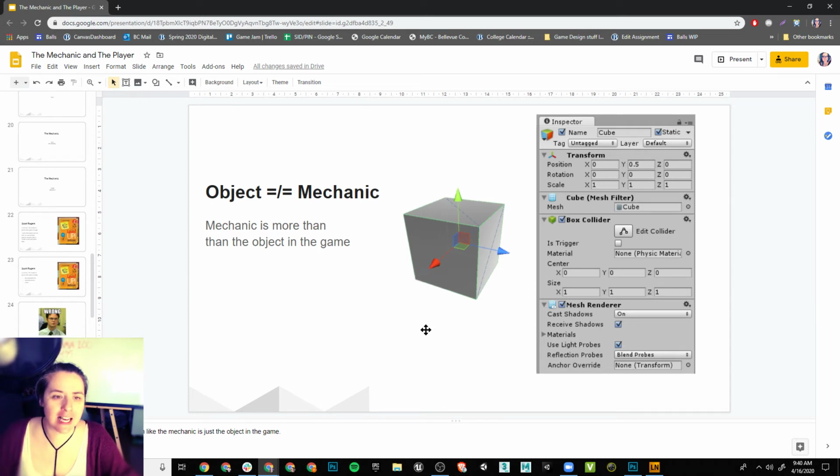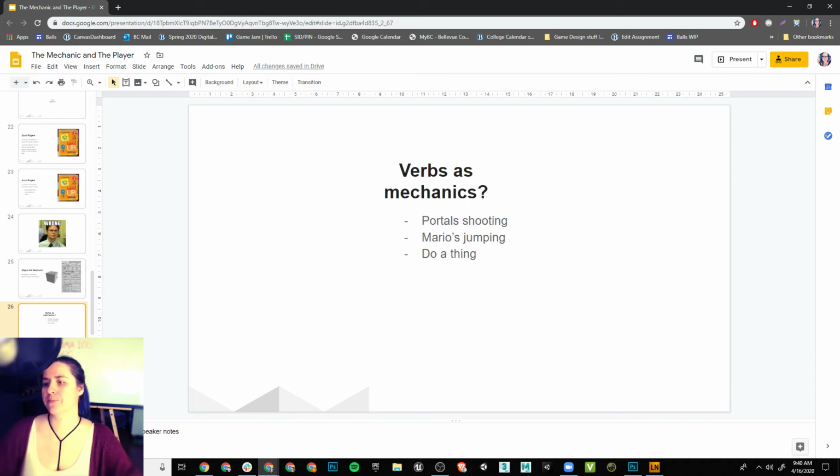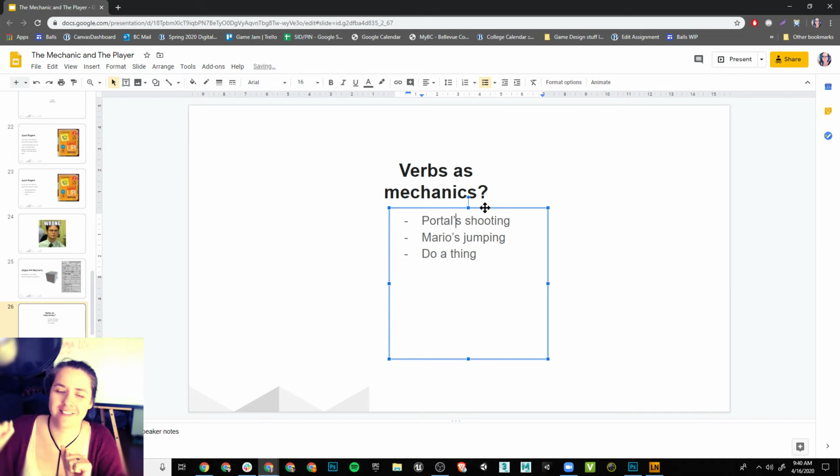If I were to look at that, it itself is not necessarily a mechanic, but we'll go into what I think it is. Okay. So other folks say verbs are mechanics. It is what you do. For example, Portal's shooting, or shooting, we'll say. In Portal, it's shooting. So let me actually reframe that. There we go. Grammar, this is why it matters. So in Portal, the shooting verb would be considered the mechanic.